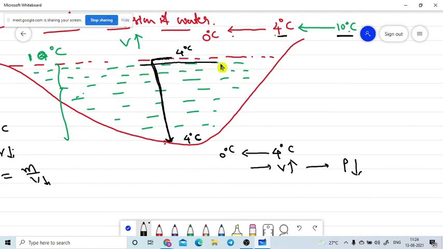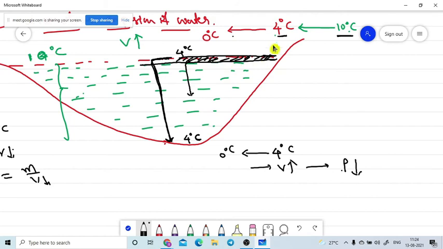The water is cooling here due to the atmospheric temperature, the surrounding temperature. While it is cooling, the density is decreasing. It won't allow it to go to the bottom surface. It needs to stay on the same top surface only. Are you getting it or not? Yes, sir. It is a very important point that we are discussing now.